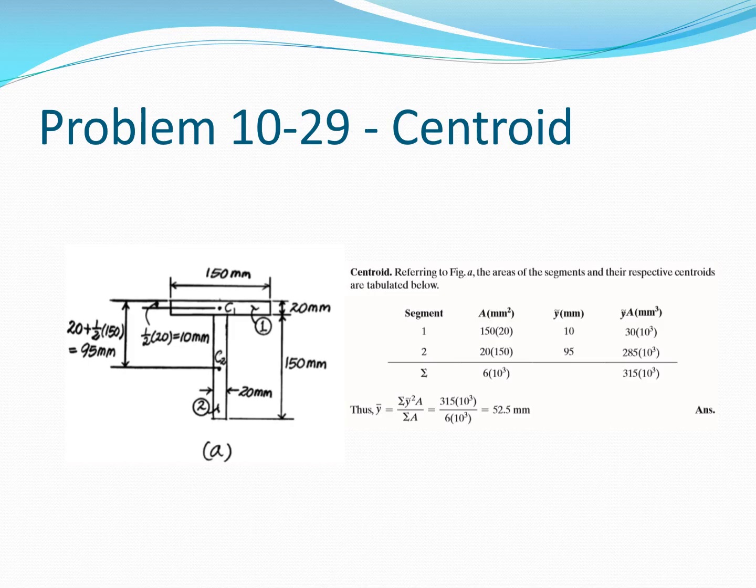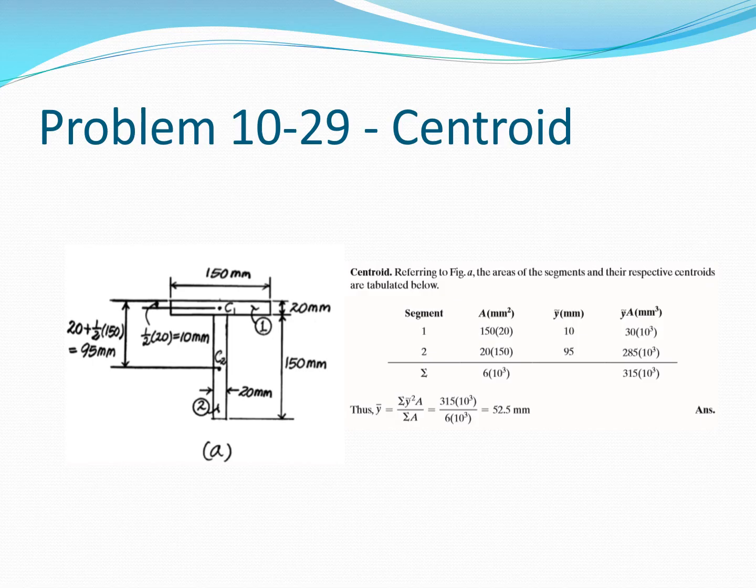So anyways, we're finding our centroid. Remember how we do that: we get our areas, which are both going to be 150 times 20, in square millimeters. We have to find where the centroid is, the y distance for each one of those. Again, they're both rectangles, so they're going to be in the middle. Then we multiply y times A, take the sums, and we can find y-bar, and we come out to 52.5 millimeters. That is the distance from the top down to the centroid axis.